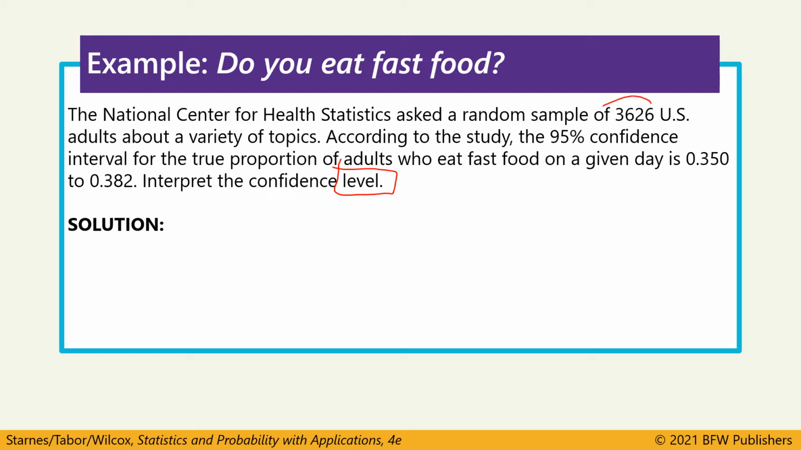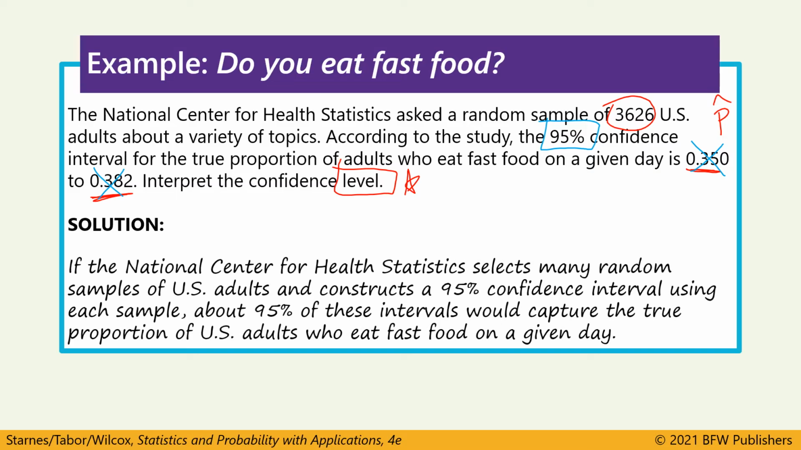Every time we take a different sample, we're going to get a different p-hat, and with each p-hat, we're going to get a different interval. So when we interpret a confidence level, these numbers are not going to be in the answer at all because they don't have anything to do with the level. The only thing that's going to be in our answer is this with some context. If the National Center for Health Statistics selects many random samples of US adults and constructs a 95% confidence interval using each of those samples, about 95% of those intervals would capture the true proportion of US adults who eat fast food on a given day.